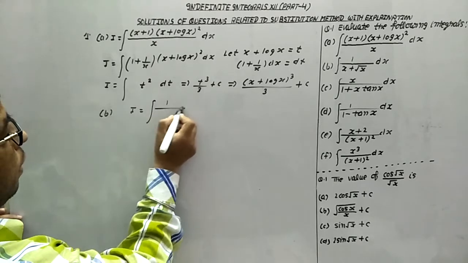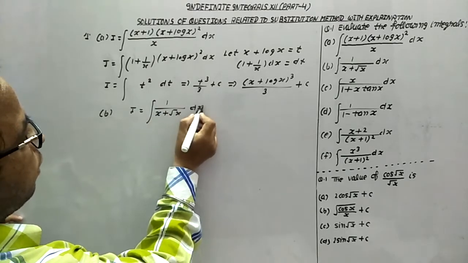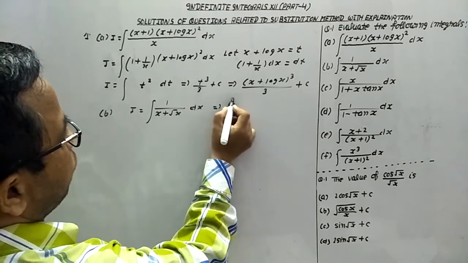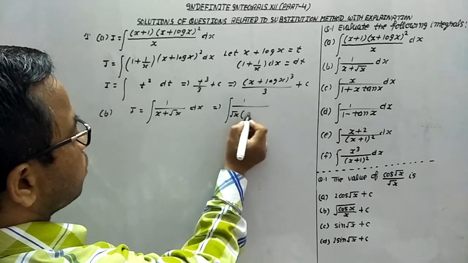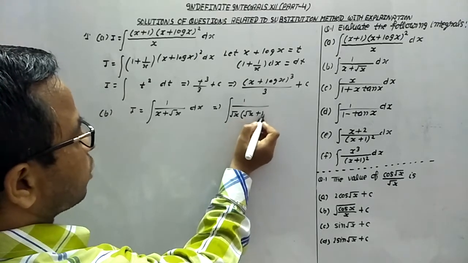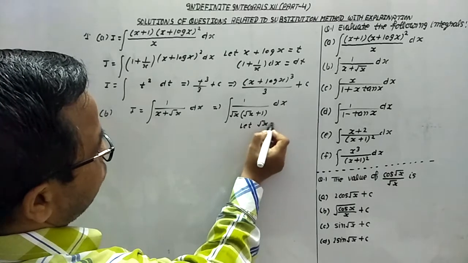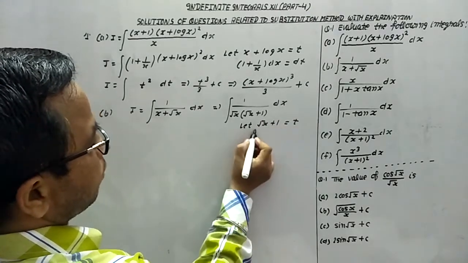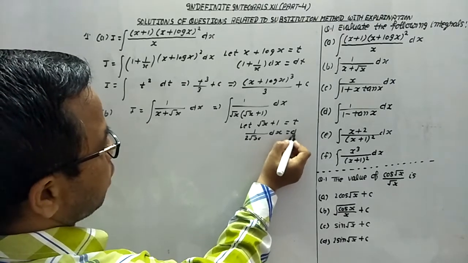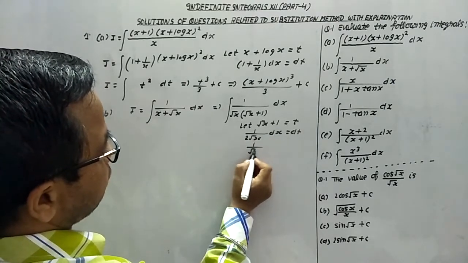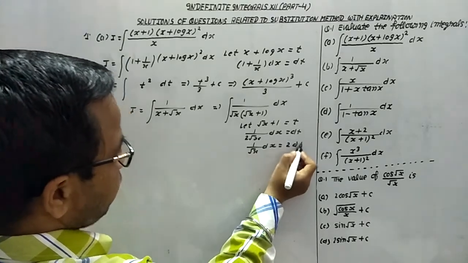Now look at the B part. We have 1 upon x plus under root x. So in this case, what can we do? First of all, we will take root x common, the minimum term. So what does this become? Root x into (root x plus 1) dx. Now we will say let root x plus 1 be equal to t. It means 1 upon 2 root x dx is equal to dt. It means 1 upon root x dx is equal to 2 dt.